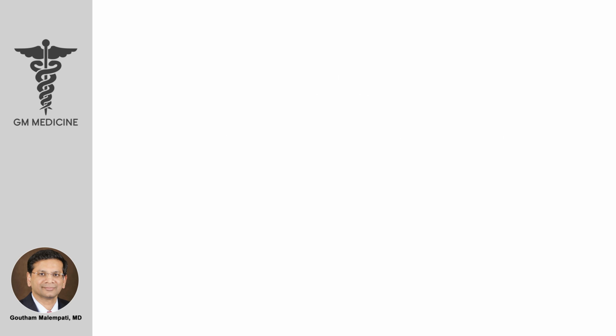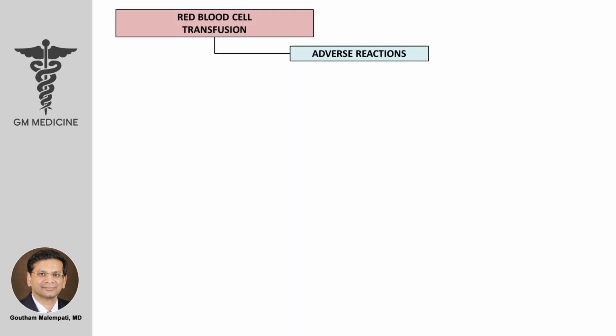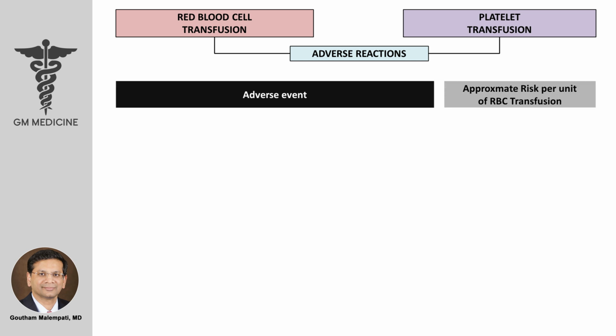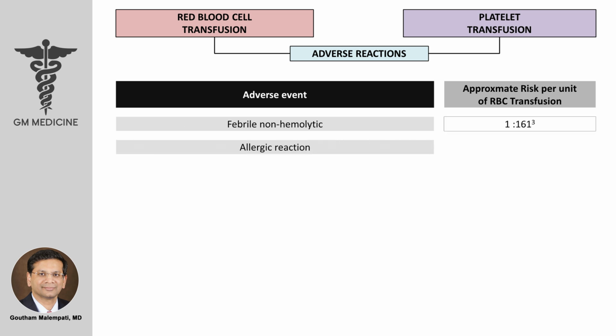Hi, in this video I'll be talking about adverse reactions associated with red blood cell transfusion and platelet transfusion. Approximate risk per unit of red blood cell transfusion. For febrile non-hemolytic reaction, the risk is 1 in 161. For allergic reaction, the risk is 1 in 345 chance.